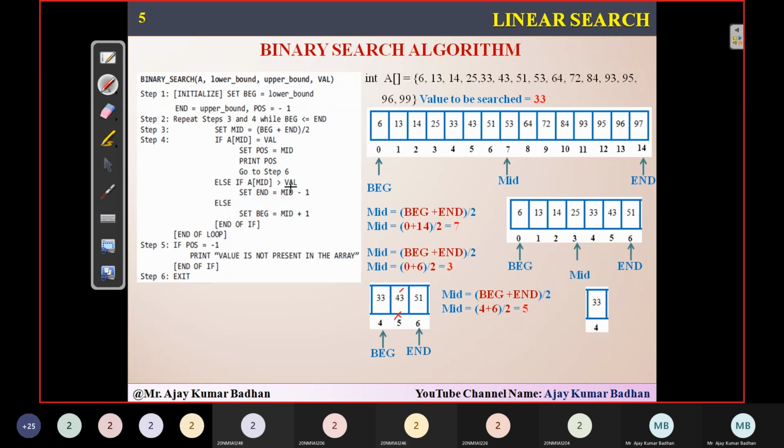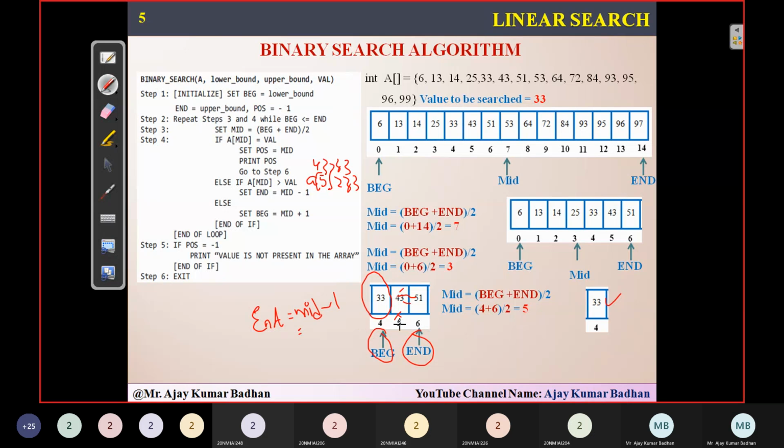Now again, you'll find whether that particular value is greater than 33. So here, a of 5 is greater than 33. So what is the value present here? 43 is greater than 33. Then finally, what are you going to do? You will be eliminating this portion, and only the elements on the left hand side we are going to search. Now in this case, beginning will be okay. What about end? We need to modify end. So end is equal to mid minus 1, because we are going left hand side.